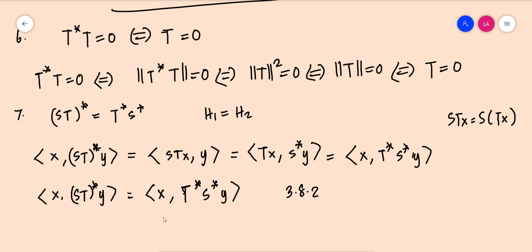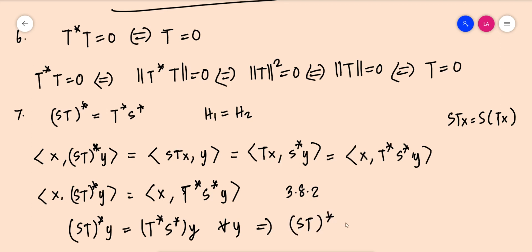this is true for all x and for all y, which implies using this result (ST) whole star y should be equal to T star S star of y for all y. So which implies (ST) whole star should be equal to T star S star. This is the property. So these are the 7 important elementary properties of Hilbert adjoint operator. Thank you.